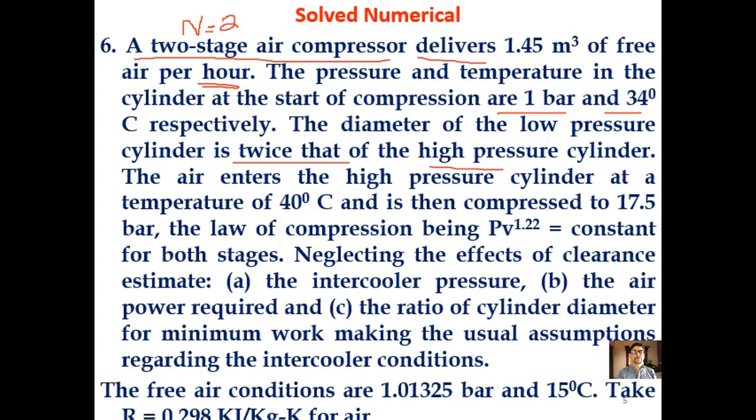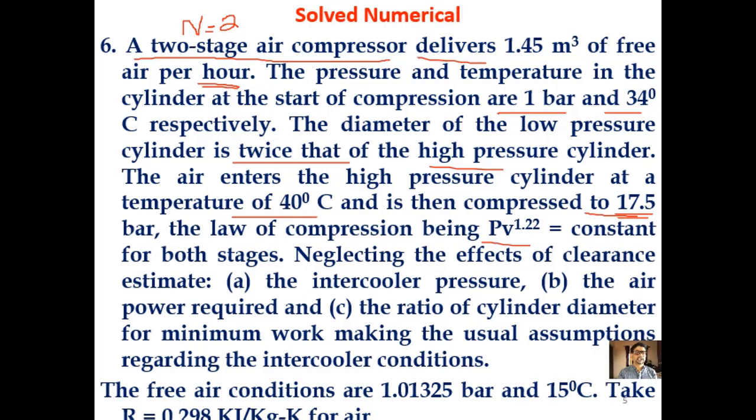The air enters the HP cylinder at a temperature of 40 degrees Celsius. You have to use suitable convention for 40, and it is then compressed to 17.5 bar. So P3, since it is a two-stage compressor, is this pressure. Intermediate pressure is P2. I hope you understand this because you studied these things in theory part. So that's P3, 17.5 bar, and the law of compression is same for both stages as PV to the 1.22 is equal to constant. That means small n is equal to 1.22.